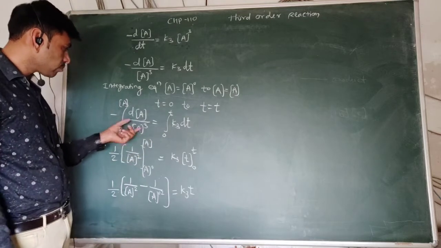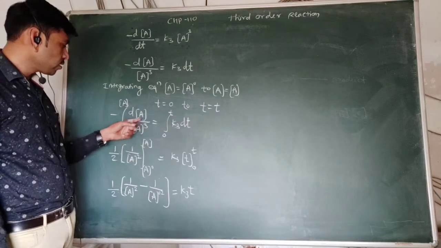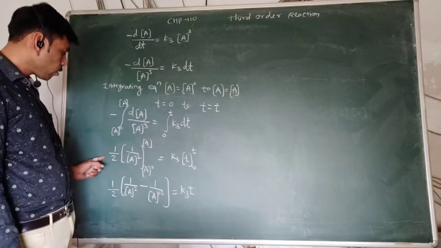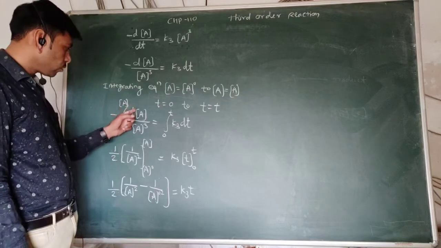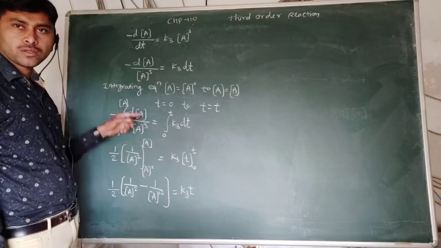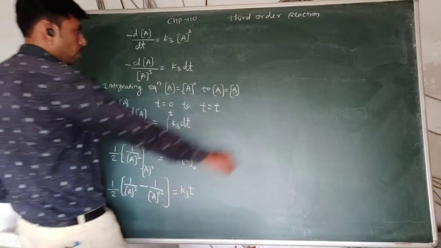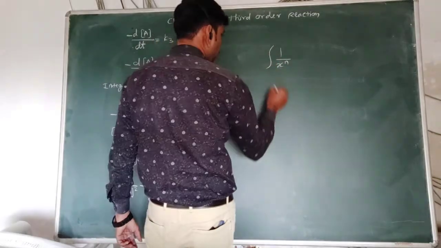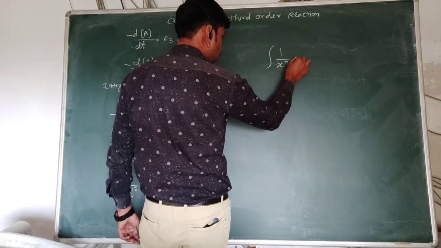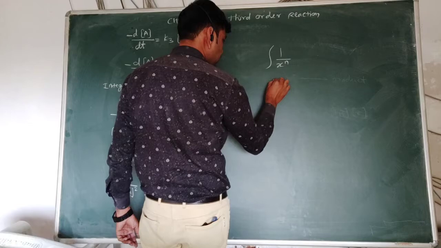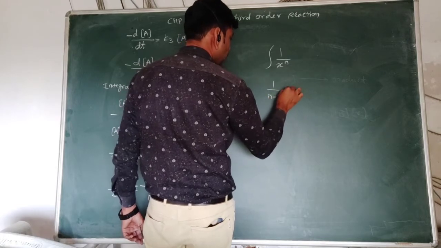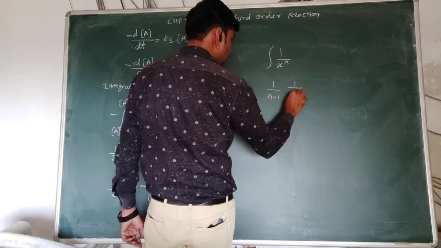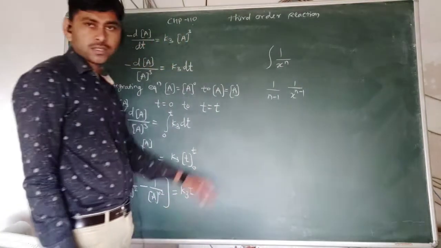Now for the integration of this term, 1 upon x cube, the formula used is for 1 upon x raised to n. The integration of 1 upon x raised to n is 1 upon n minus 1 into 1 upon x raised to n minus 1. So this is the integration for this term.